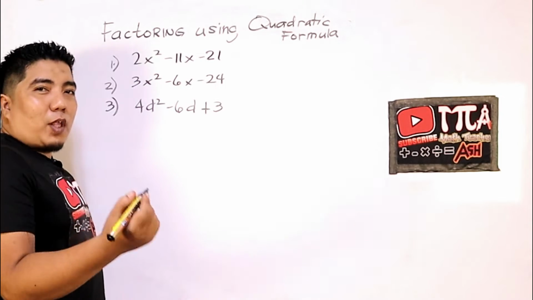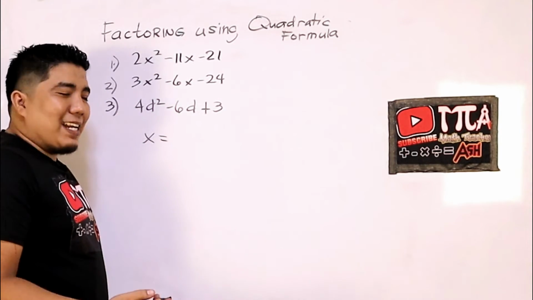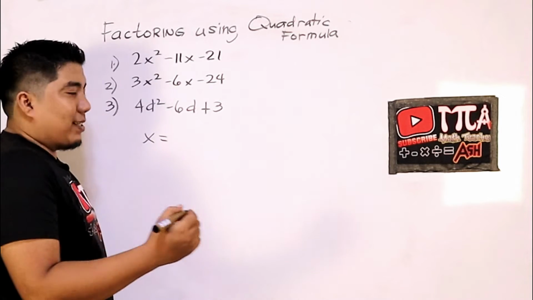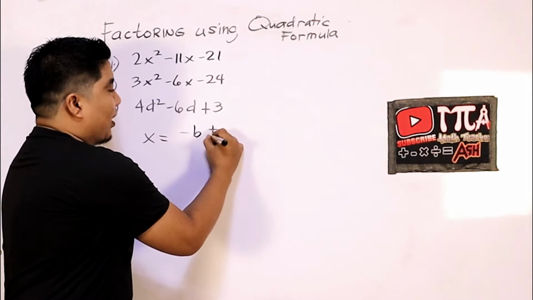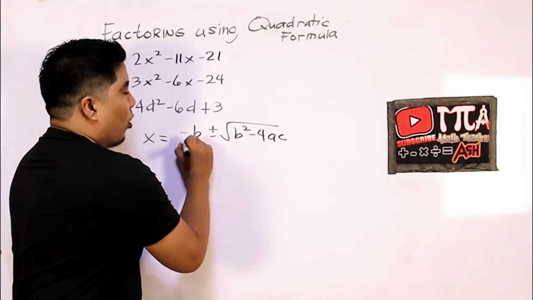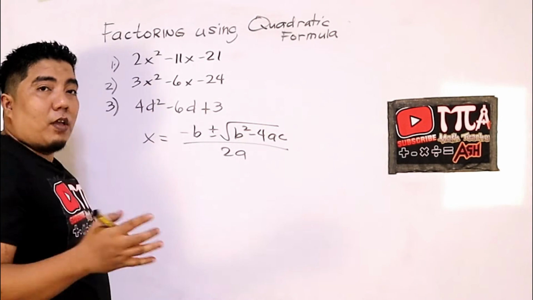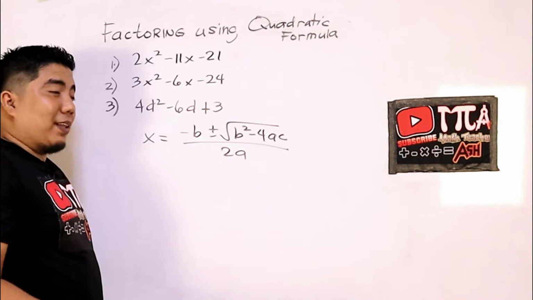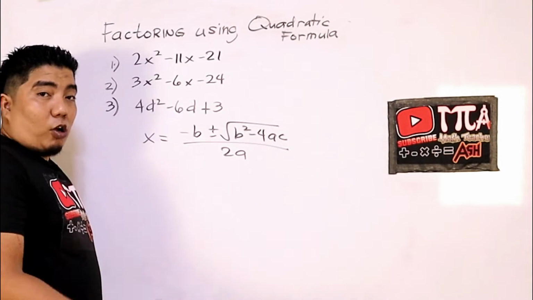Now, in terms of the quadratic formula, if you still remember your grade 9 lessons, the quadratic formula states that x is equal to negative b plus or minus the square root of b squared minus 4ac, all over 2a, where a is the numerical coefficient of the quadratic term, b is for the linear term, and c is the constant term.